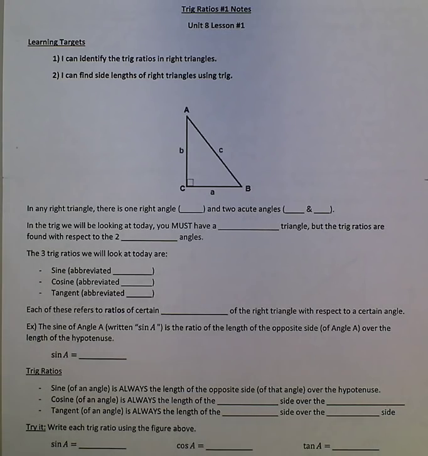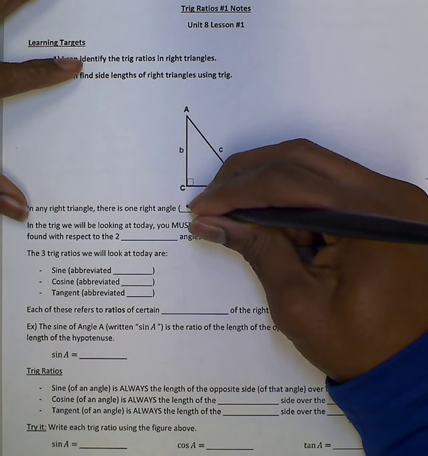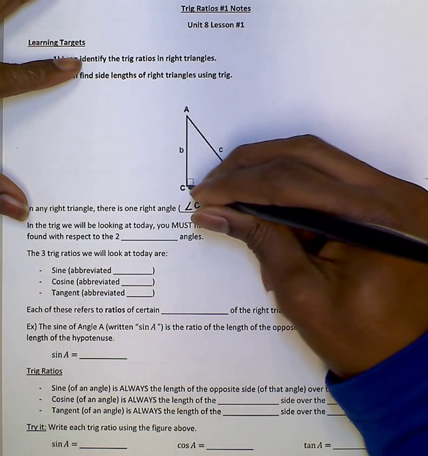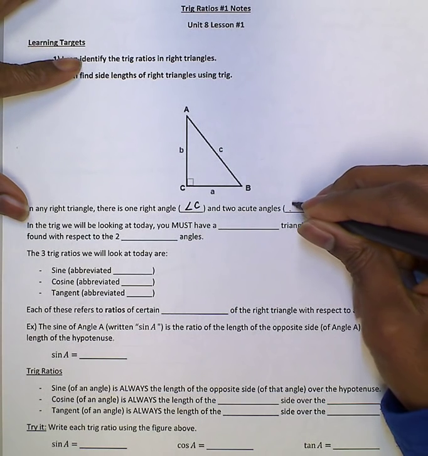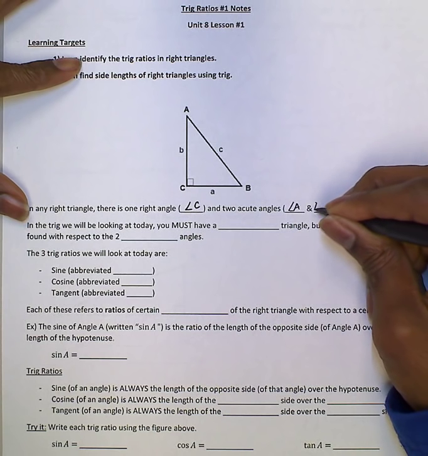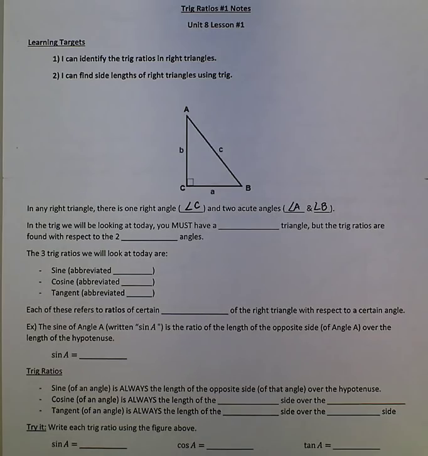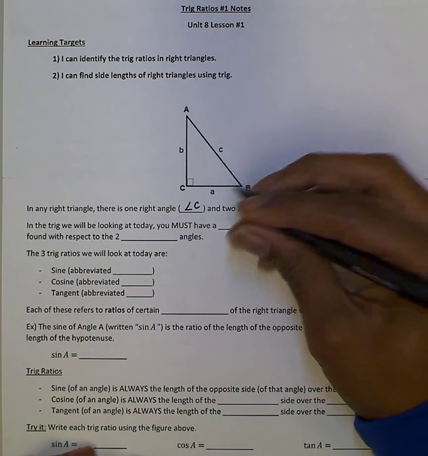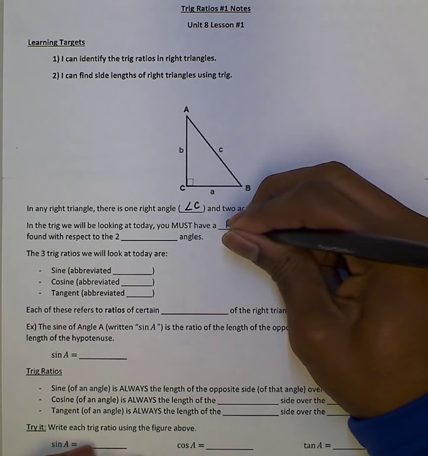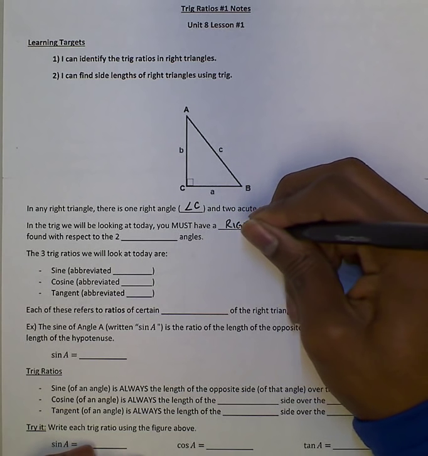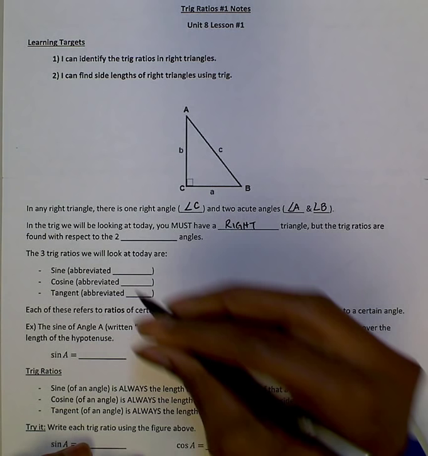In any right triangle there is one right angle and two acute angles. In this triangle, angle C is the right angle, and angles A and B are the acute angles. Acute just means less than 90, right? In the trig we will be looking at today, you must have a right triangle, but the trig function ratios are found with respect to the two acute angles.